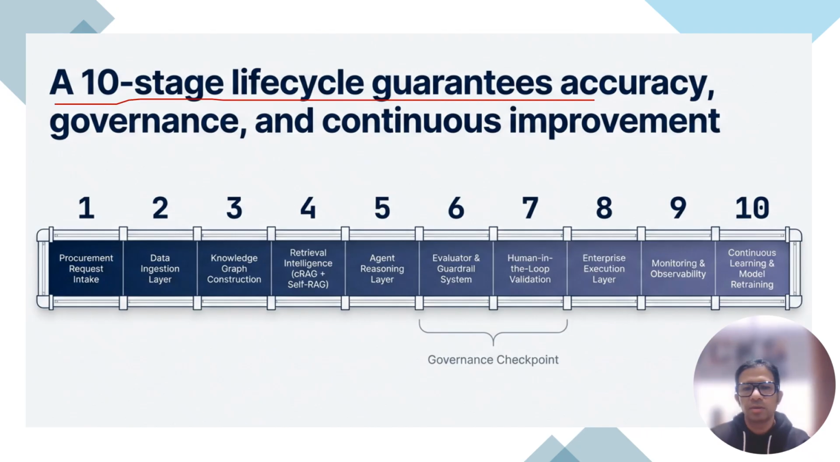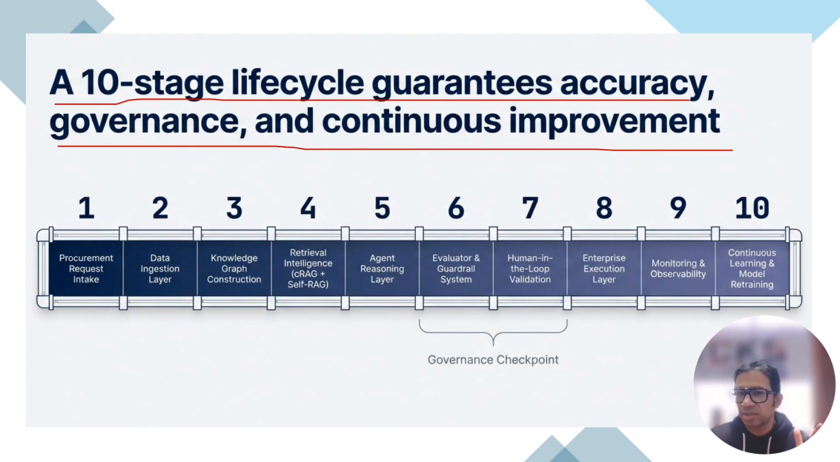See this heading. A 10-stage life cycle guarantees accuracy, governance, and continuous improvement. So the key message is production AI is not a single model, not a single prompt. It's a life cycle. And this life cycle is what guarantees three things: accuracy, governance, and continuous improvement. Now look at the bottom. It's like a pipeline or a train with 10 compartments.